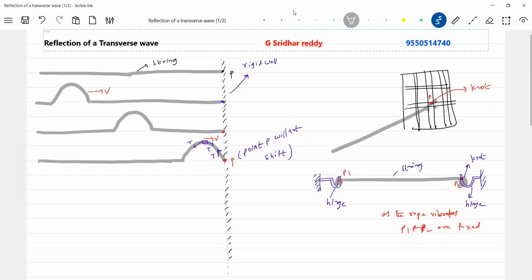So what will happen to the pulse? Next, my question is, what will happen? It will be like this. Then finally it will become horizontal. And what will happen to point P? Point P will not at all move.